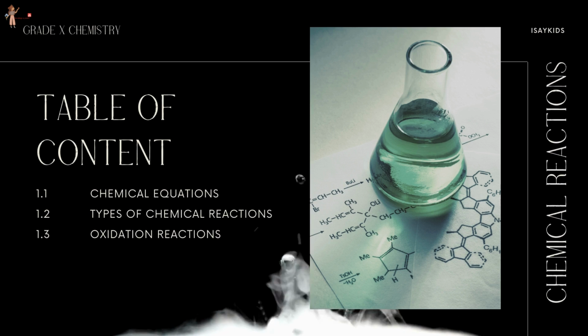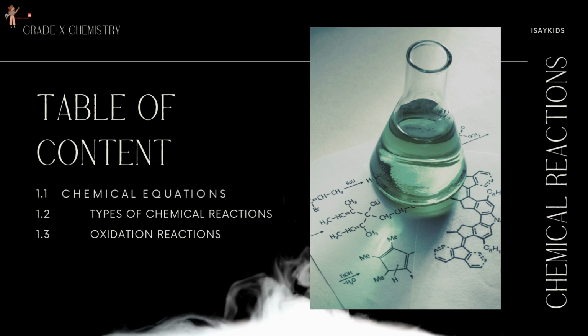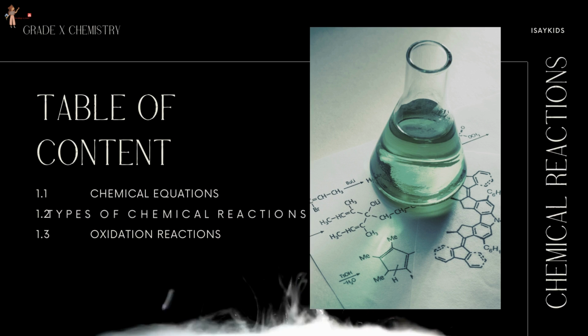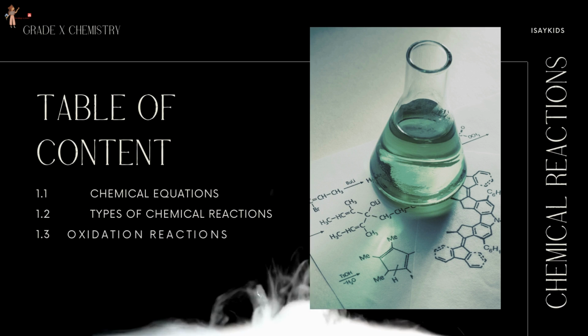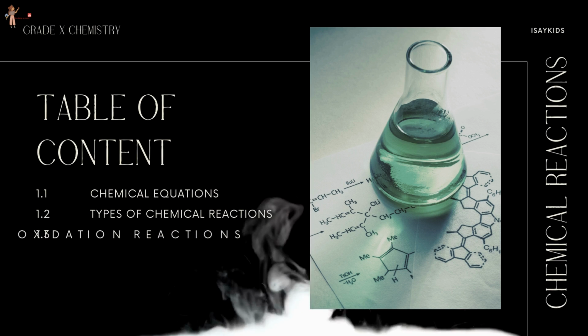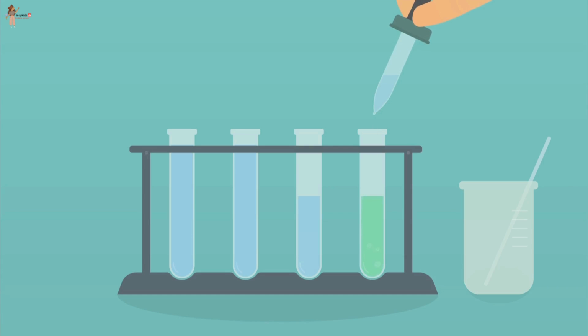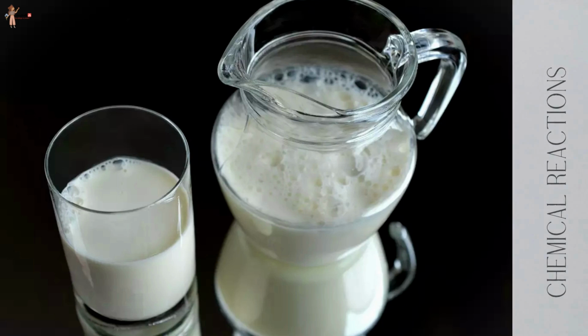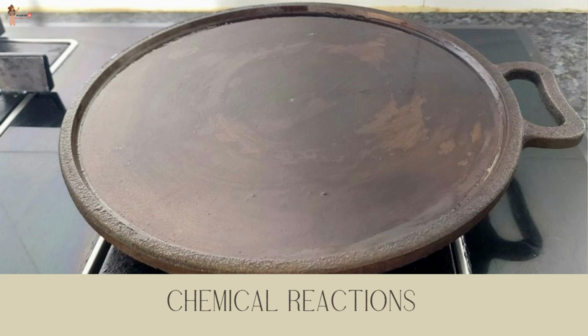In this super interesting chemistry chapter, we shall talk about chemical equations, types of chemical reactions, and oxidation reactions. To understand chemical reactions, let's take a cue from our daily lives. Consider the following situations and think about what happens when milk is left at room temperature during summers, or when an iron tawa or pan or nail is left exposed to a humid atmosphere.